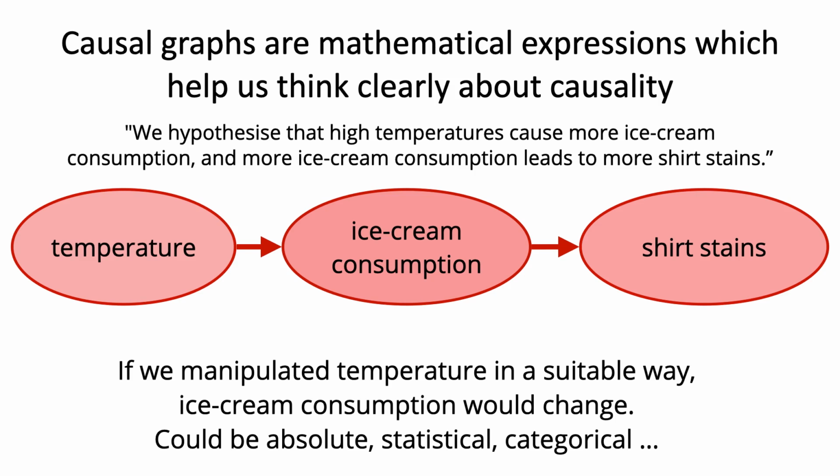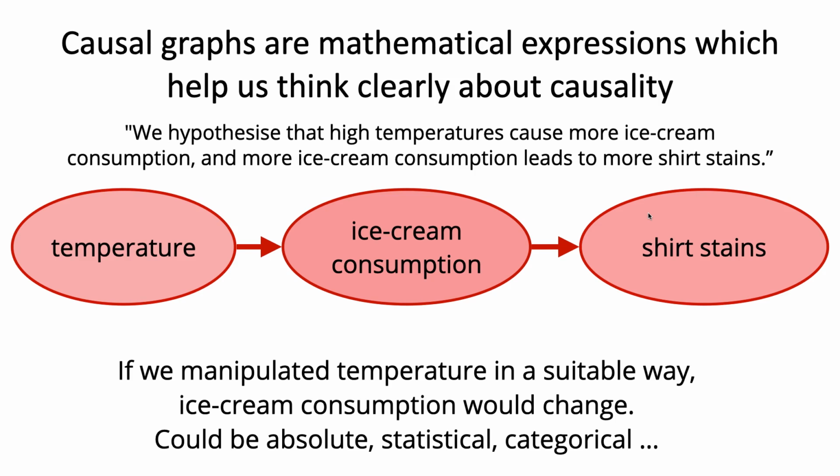The interpretation of the picture is that if we manipulated temperature in a suitable way, if the temperature were to go up suddenly, then ice cream consumption would also go up. That would change. And if the amount of ice cream being consumed goes up, then the number of shirt stains goes up. Note that there's not an arrow from temperature to shirt stains. So this graph means that we're assuming that changing the temperature doesn't affect shirt stains except for the effect of ice cream consumption. So if we really had a hypothesis about a way temperature affected shirt stains, then we could draw that in with an extra arrow.